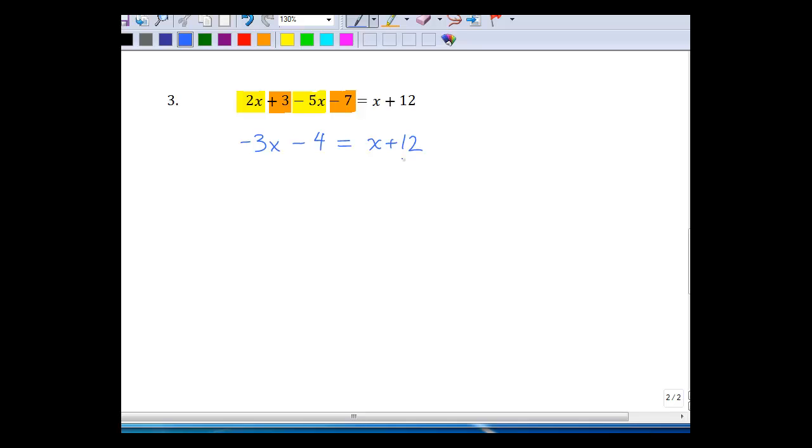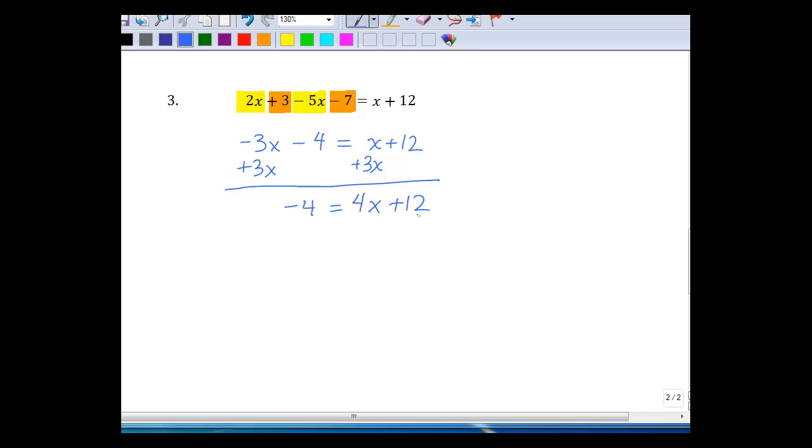Now I'm going to move my variable terms to one side and my constant terms to the other. Just to be different here, let's say I wanted to move my variables to the right. So if I wanted to move my variables to the right side, that means I need to get rid of this minus 3x here. So negative 3x, the opposite of that, is positive 3x. So I'm going to put that on both sides. Then I'm going to write down what I have left. I've got a negative 4 here. I've got 4x plus 12 on the right.